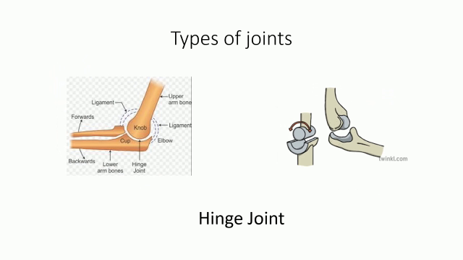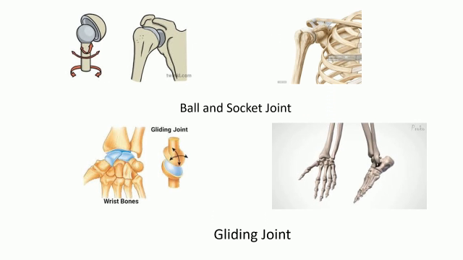Types of joints. Hinge joints. Hinge joints are a type of joint that function much like the hinge on a door, allowing bones to move in one direction back and forth. This type of joint allows the movements of bones only in one direction. It moves in a 180-degree angle. Example, the elbow and knee joints.